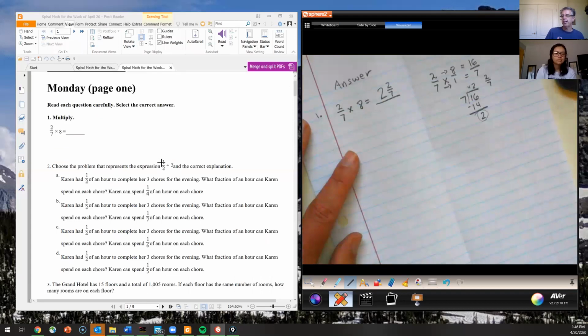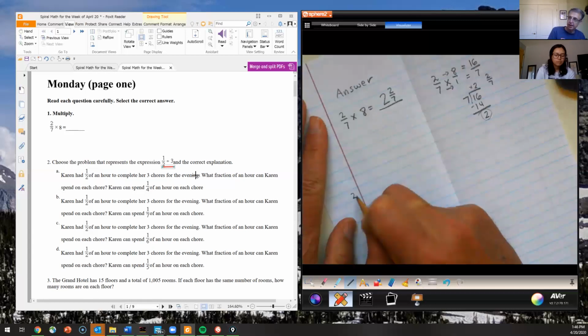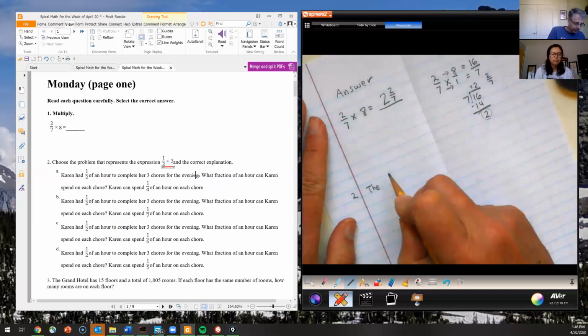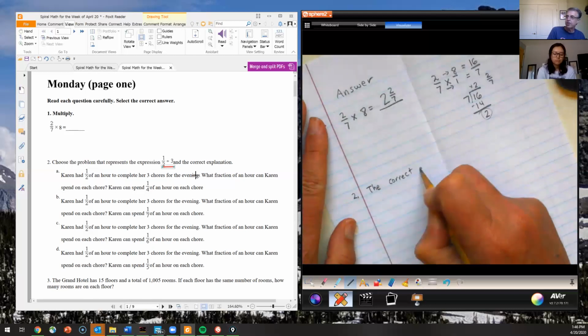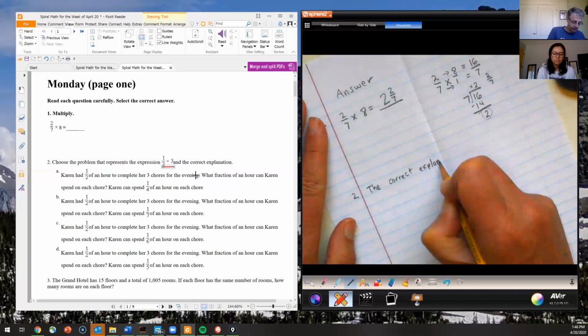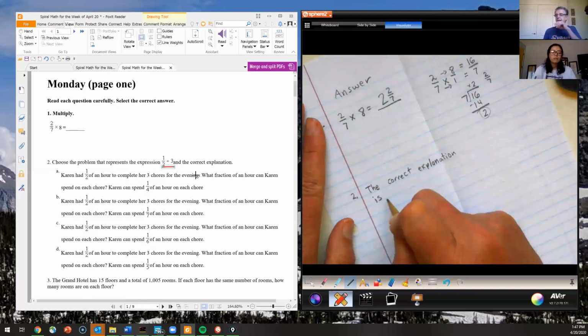This one, basically, we're going to choose the problem that represents the expression right here, which is 1/2 divided by 3, and the correct explanation. So the best idea is for me to first start with an answer sentence: the correct explanation is, I'll leave that blank for now.